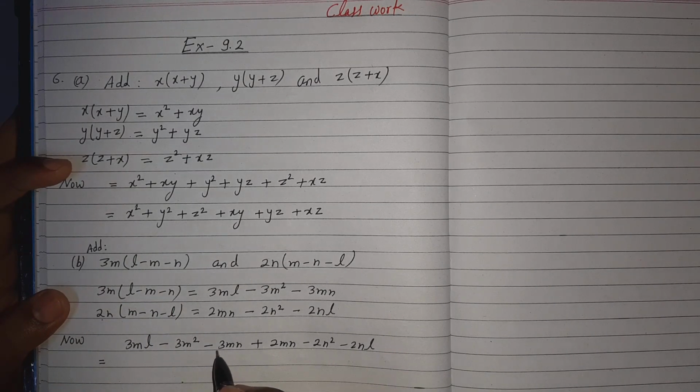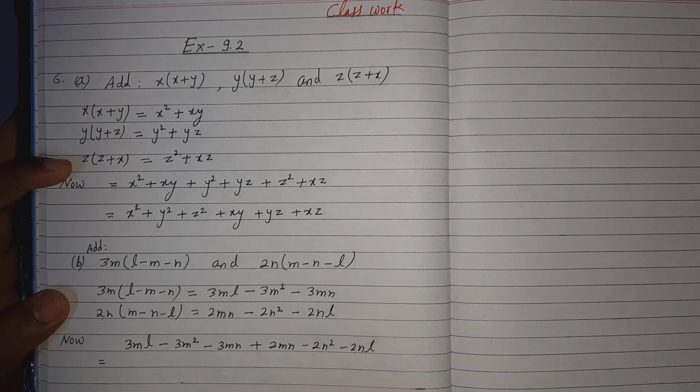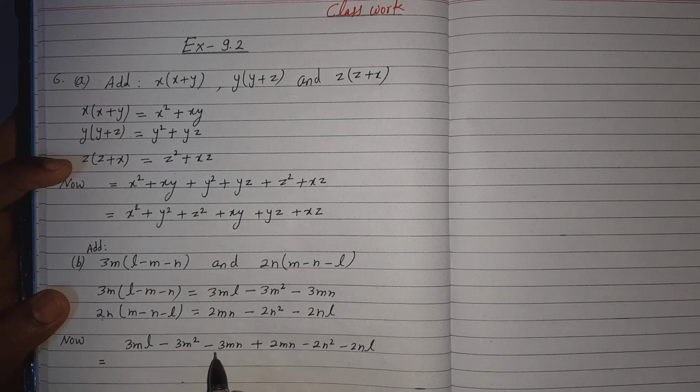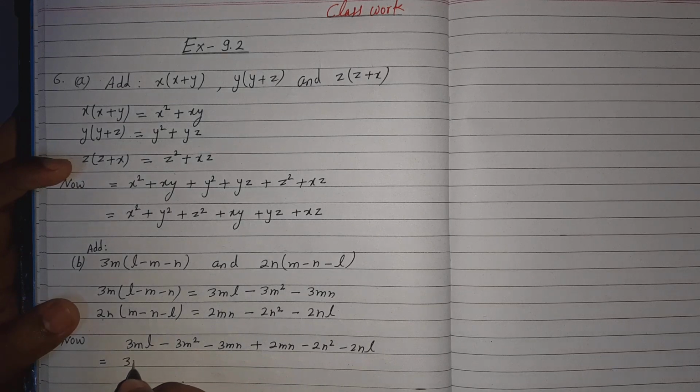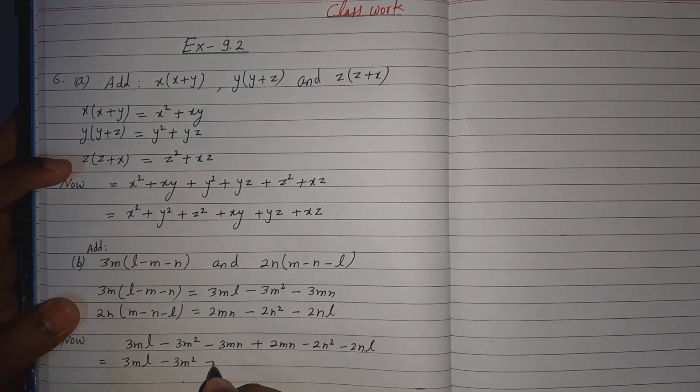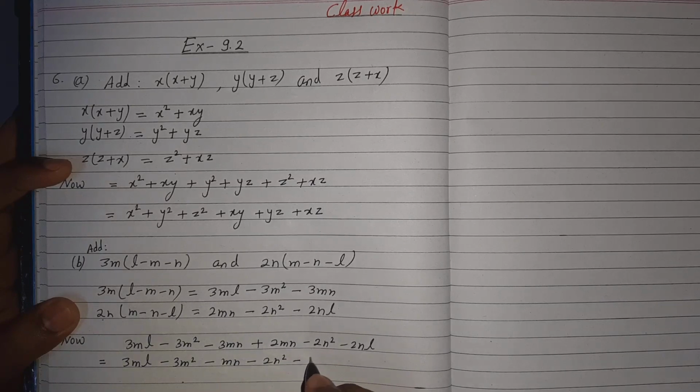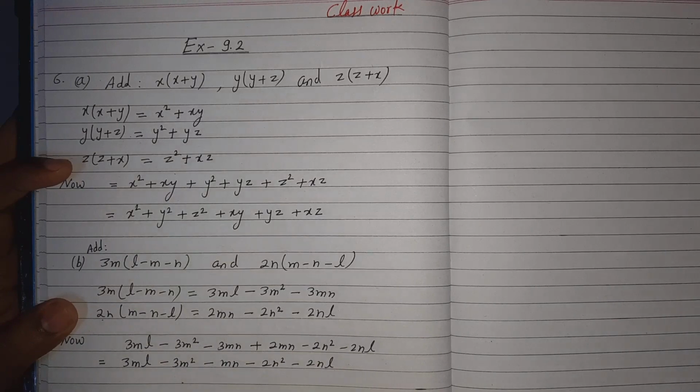So minus 3 plus 2 will be minus 1. So minus 3mn plus 2mn is equal to minus mn. So we can write like this: 3ml minus 3m square minus mn minus 2n square minus 2nl.